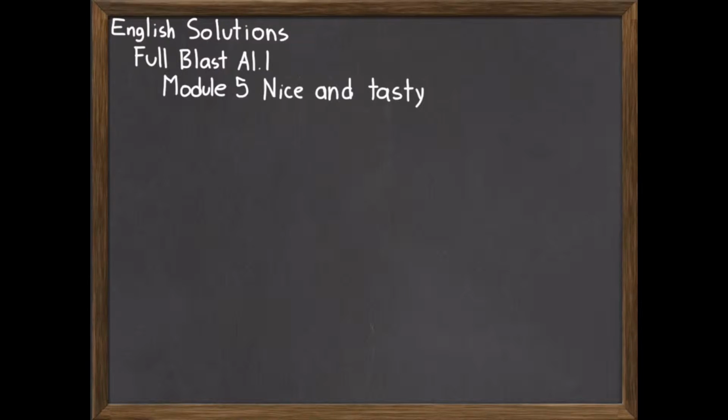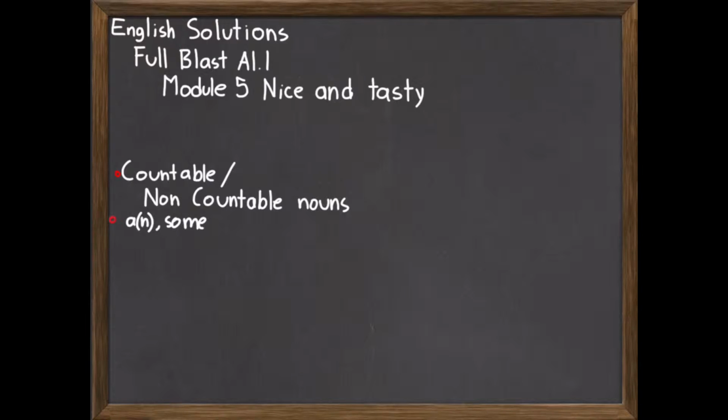Today we'll be looking at the Full Blast book, A1.1, Module 5, Nice and Tasty. In this module we will be looking at the grammar, countable and non-countable nouns, the usage of a or an and some, and how to use some and how to use any. In which situations we use each of these two different words.